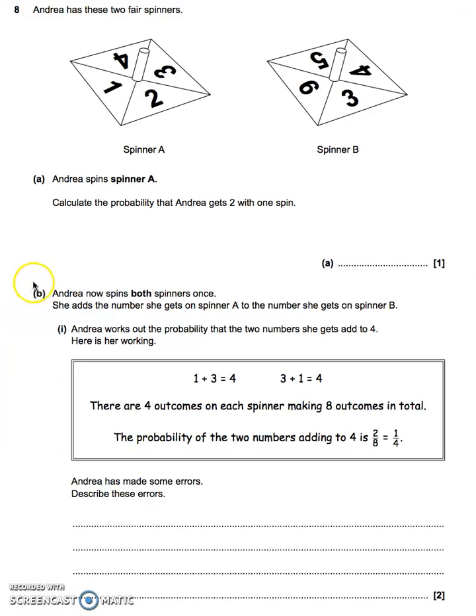In question number 8, Andrea has got two fair spinners. She's got A and B and their diagrams, which are nice and visual. Andrea spins spinner A, and you've got to calculate the probability that she gets a 2 with one spin. Very simple. There's 1, 2, and there's 4 outcomes, so it's 1 out of 4. You could write that as a percentage or as a decimal, but there is no point because 1/4 is an acceptable answer, 1 out of 4. Give your answer as a fraction.